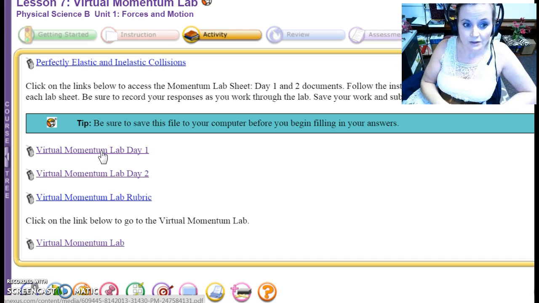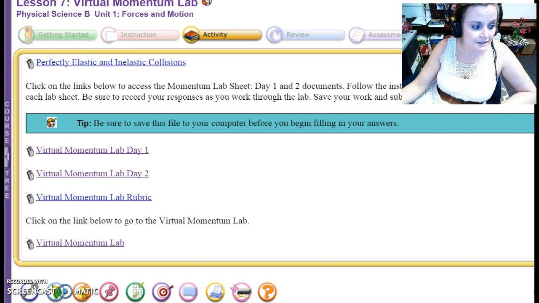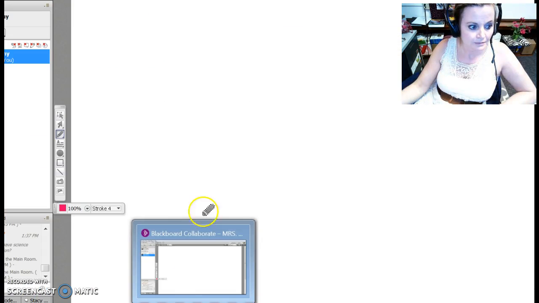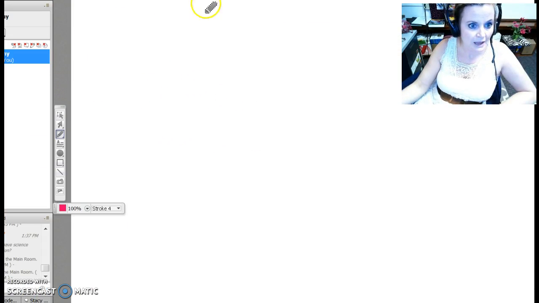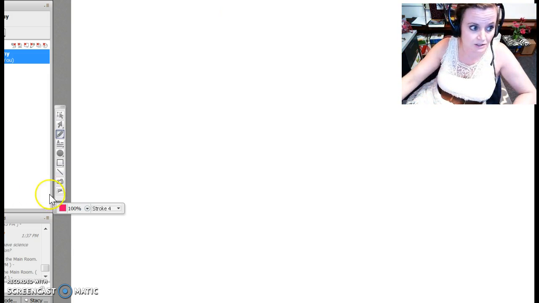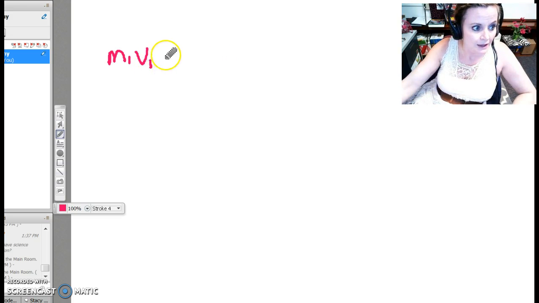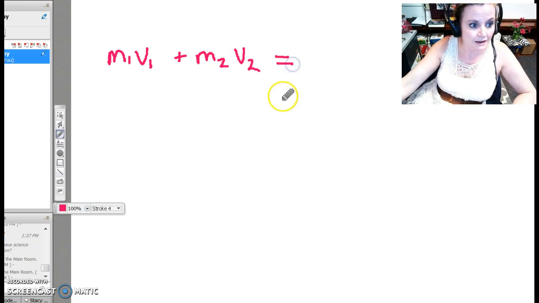But the law of conservation of momentum says that while that might be true, their momentum is conserved. The total momentum of the two of them together is conserved. And it's basically just like this. The mass of the first object times its velocity, and you add the mass of the second object times its velocity, right? After they collide, the total will still be the same.